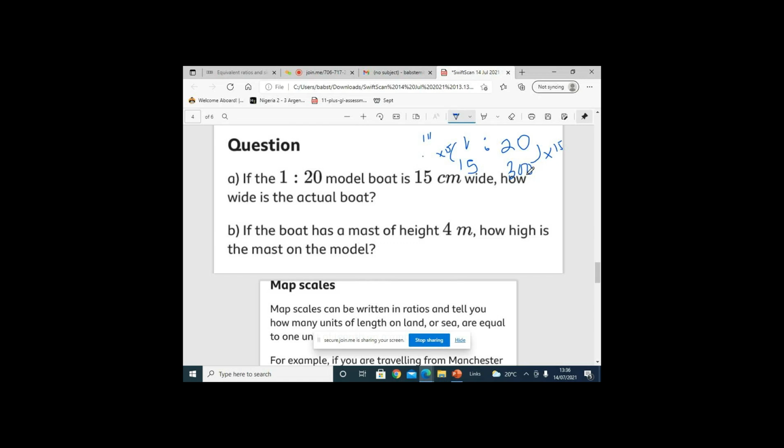But they compress it down to 15 centimeters because they use scale drawing. So what they did was divide it by 20.